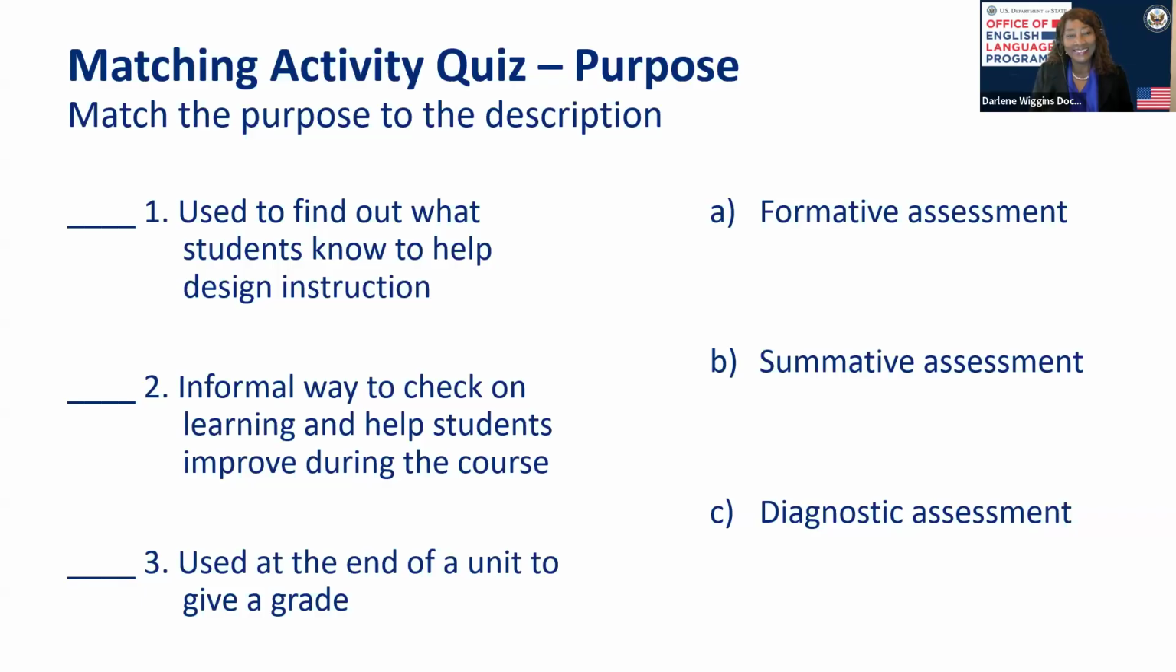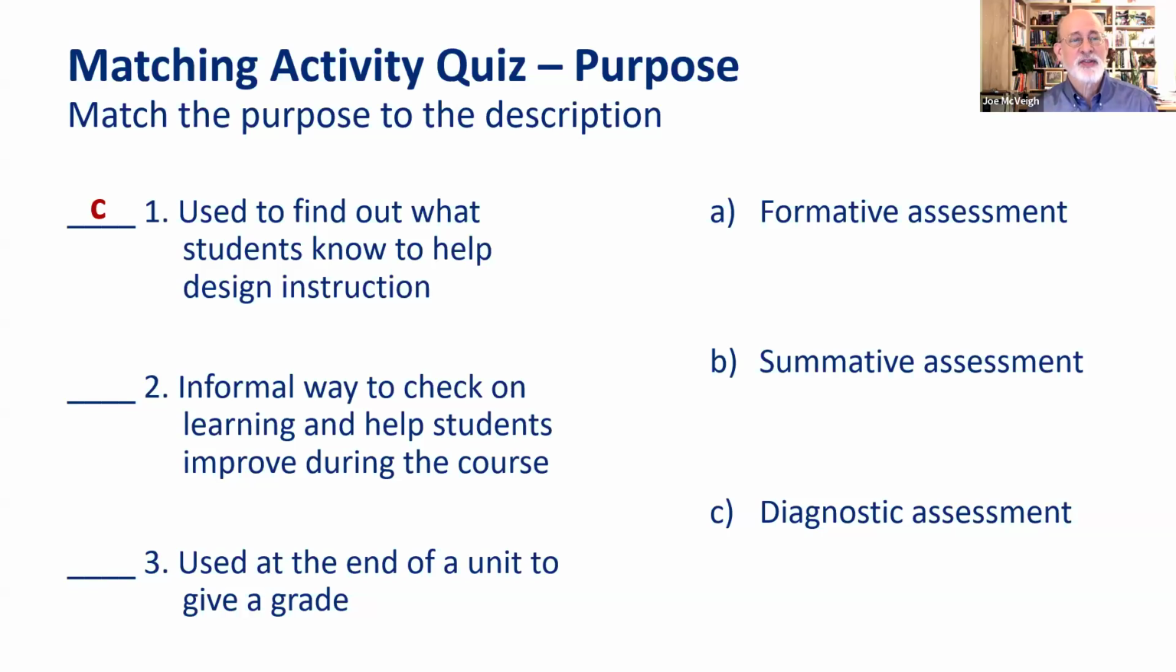All right. So this test is a kind of matching activity, and in a matching activity, on the left you can see that we have some numbered points, and on the right we have some lettered points. So what I want you to do is to choose the letter on the right that provides the correct answer to the point on the left. So the first one, number one, what sort of assessment is used to find out what students know to help design instruction? So our options are formative, summative, or diagnostic assessments. Right. And so to help our students know, it would be C, diagnostic. Right. So the answer to number one would be C.